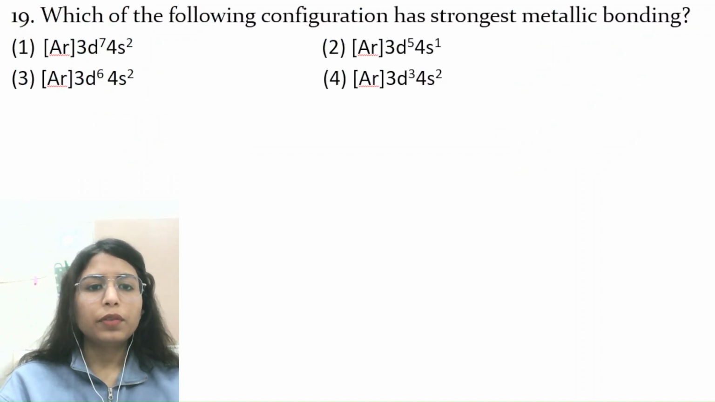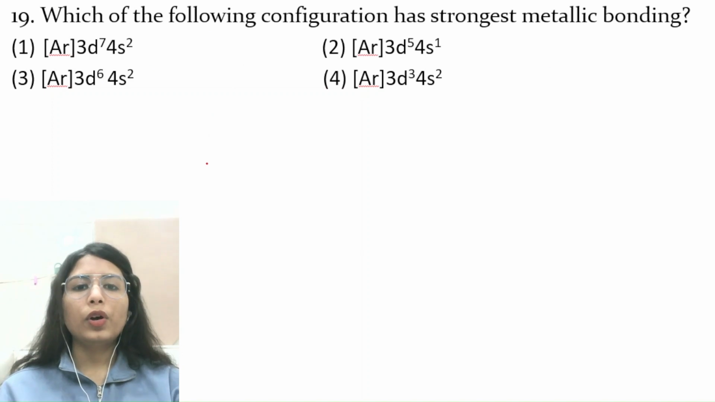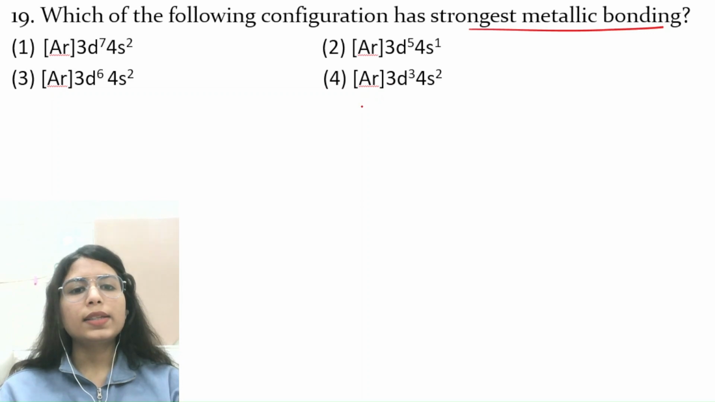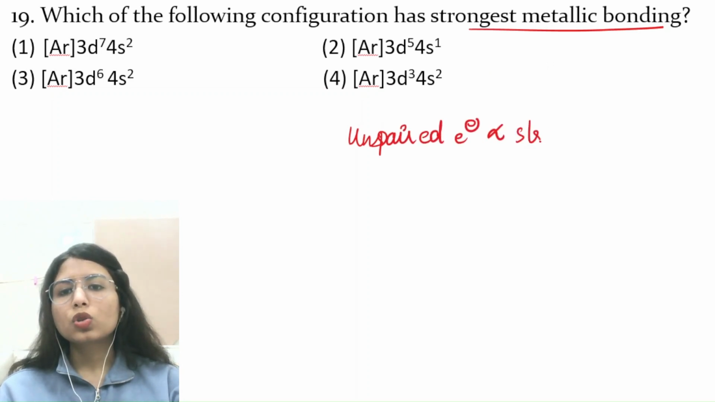So here we have another question, that is our 19th question, and it says which of the following configurations has the strongest metallic bonding. So here you have to tell which of them contains the strongest metallic bonding, and it is from the chapter d block elements. So the one which contains the highest number of unpaired electrons. Basically, the number of unpaired electrons is directly proportional to the strength of metallic bonding.